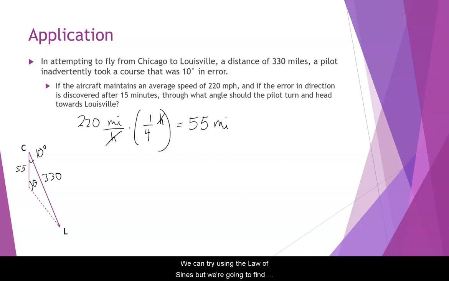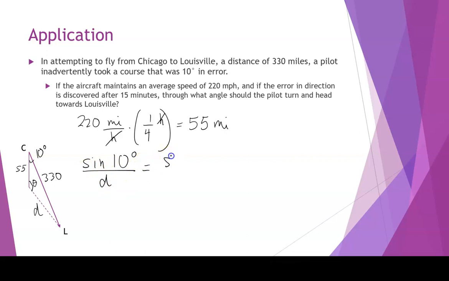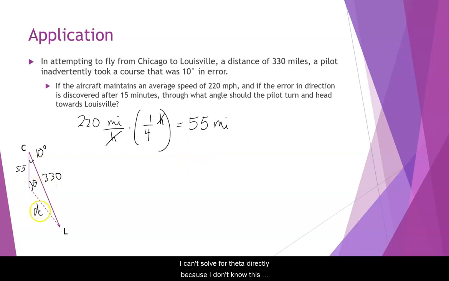We can try using the law of sines, but what we're going to find is we're missing some information. I only know one angle, which means I really need to know the opposite side length right down here. Let me call this distance d. So I could set this up as the sine of angle 10 divided by a distance d equals the sine of angle theta divided by 330, but that's not going to help me because I have two unknowns. Let's use law of cosines instead. I can't solve for theta directly because I don't know this other side length. So let's first use law of cosines to find this missing side length.